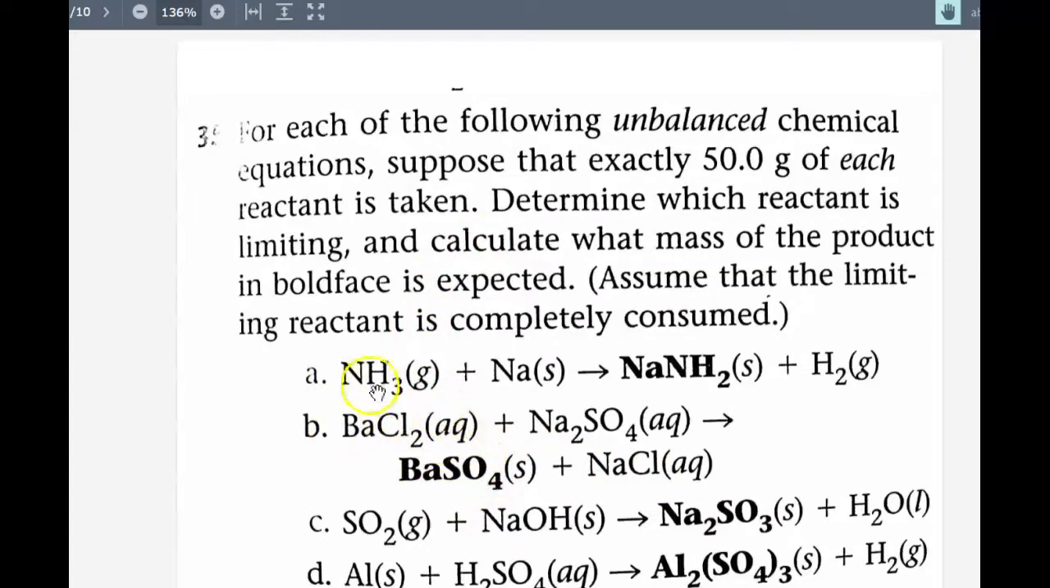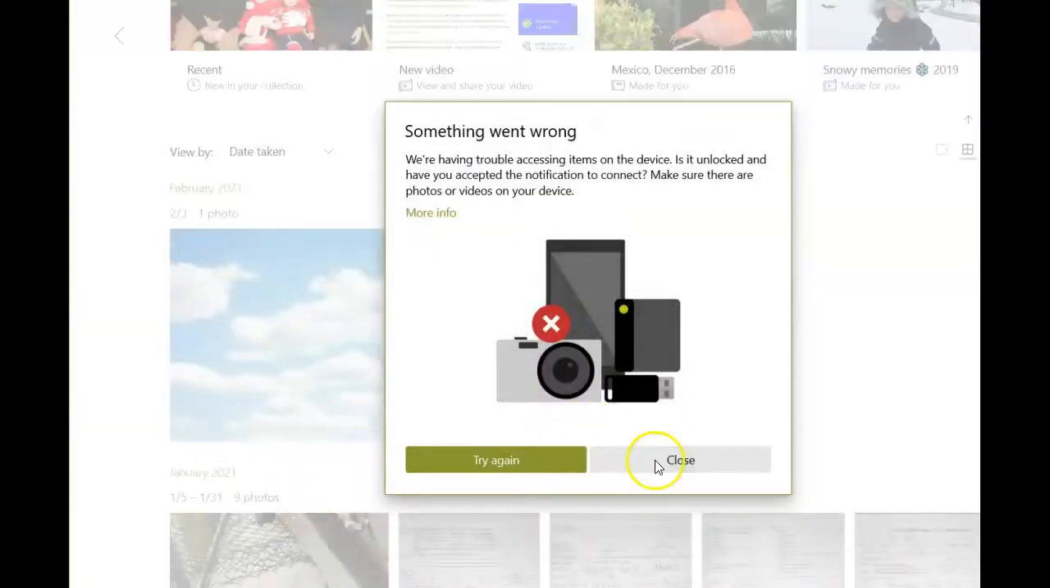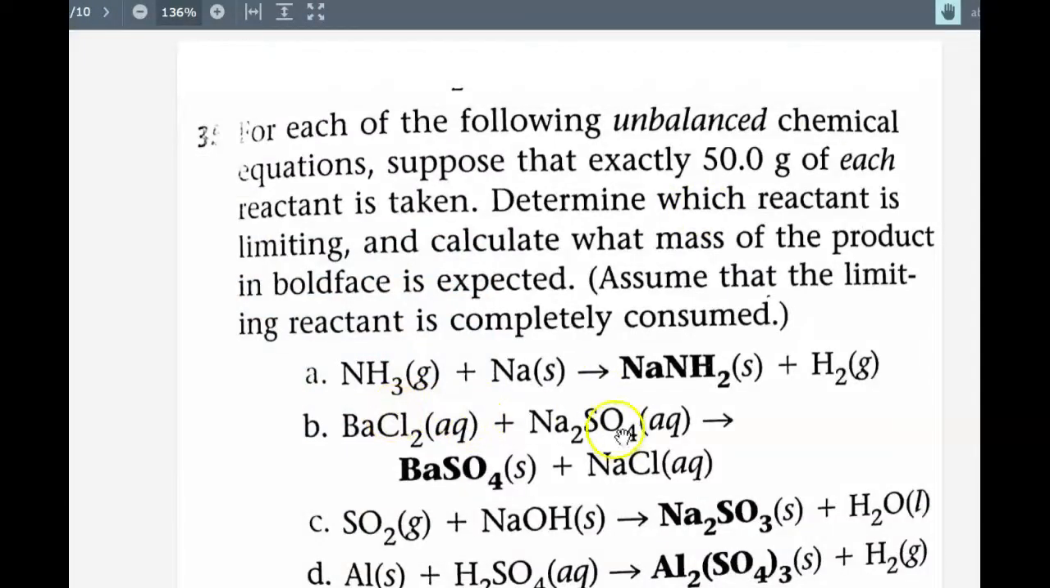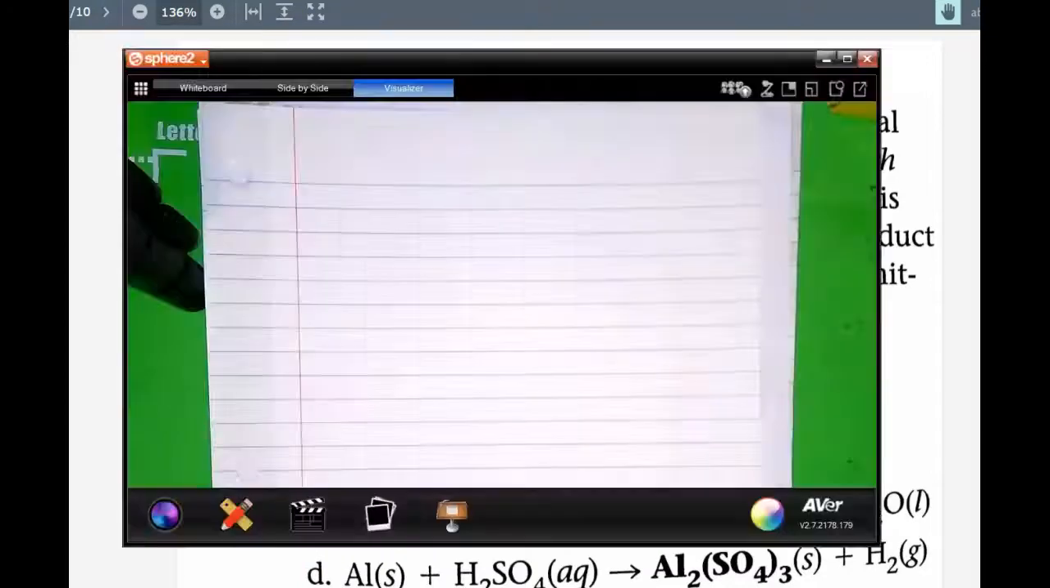So basically what we're going to do is convert both of these to grams. Whichever one is the least amount of grams is going to be our limiting reagent, and that's going to be our answer for BaSO4. So we're going to convert both of these to BaSO4. Let's do it now. Okay, first let's balance this equation.